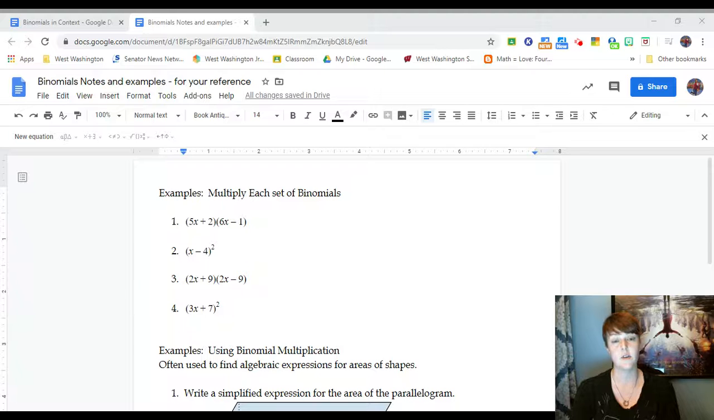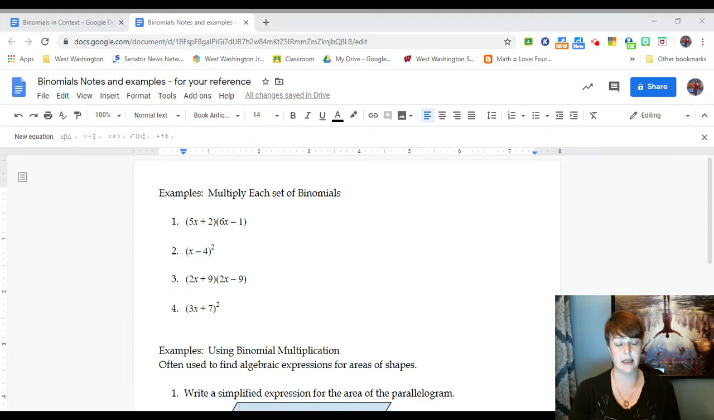Hey, Algebra 1. So on Friday, we started talking about how to multiply binomials. And we're going to recap that here today because we did not get to a few special cases. So we're going to start with that, and then we're going to see how we use these multiplications in context. And then your homework will be 3 multiplication problems and 3 application problems.